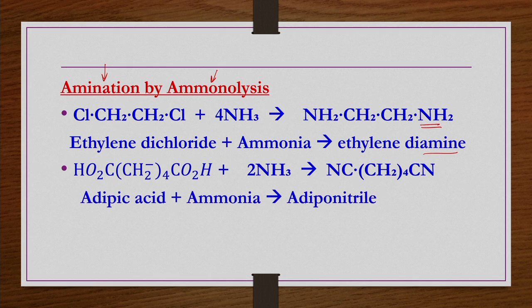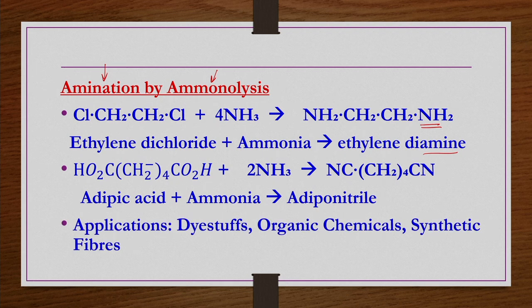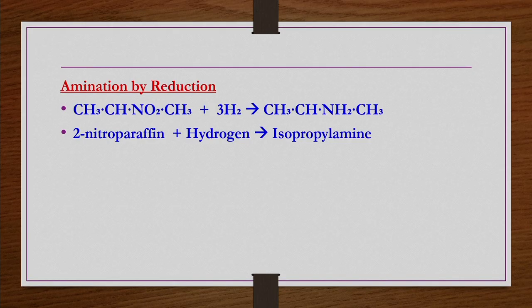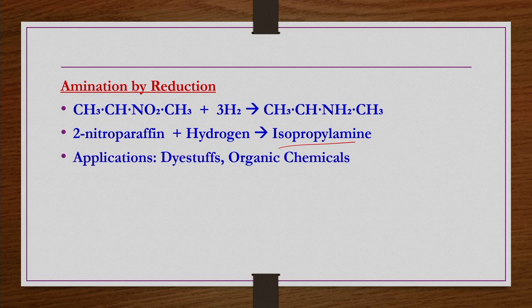Similarly, adipic acid, if you react with ammonia, then you get adiponitrile. Where do we find such chemicals? In applications in dye stuffs, many organic chemical syntheses, and synthetic fibers, we usually use adiponitriles. Then amination by reduction. Again, the amination reaction, but by reduction. If you do some kind of reduction, then you can produce amines. One example: let us say you have 2-nitroparaffin, and you react it with hydrogen, then you get isopropylamine. Applications: dye stuffs, organic chemicals.